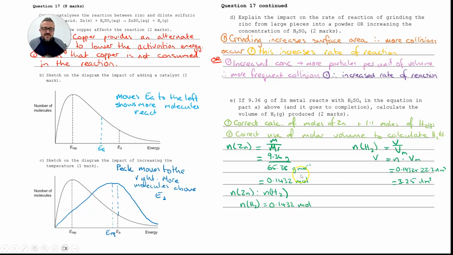Before we move on, I always tell my students to write an answer statement. I haven't done it here, but they would write 3.25 decimeters cubed of hydrogen gas is produced in the reaction of zinc and H2SO4, and see how that's the correct significant figures. That's how I would get them to finish that question off. That way it's a very clear answer, the marker knows exactly where it is. They're going to find it anyway, they're not silly, but it minimizes any variability there.